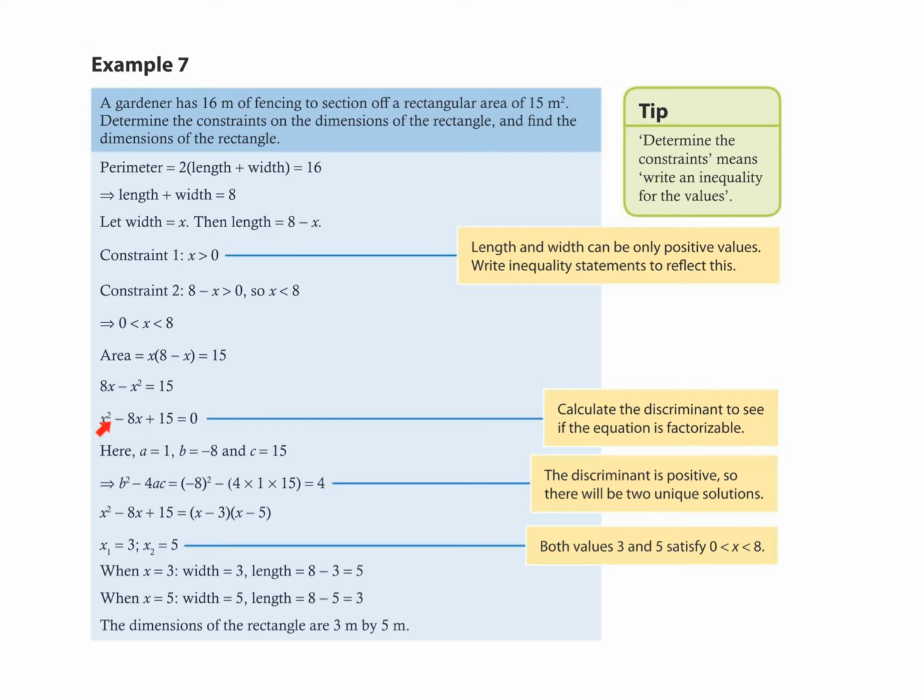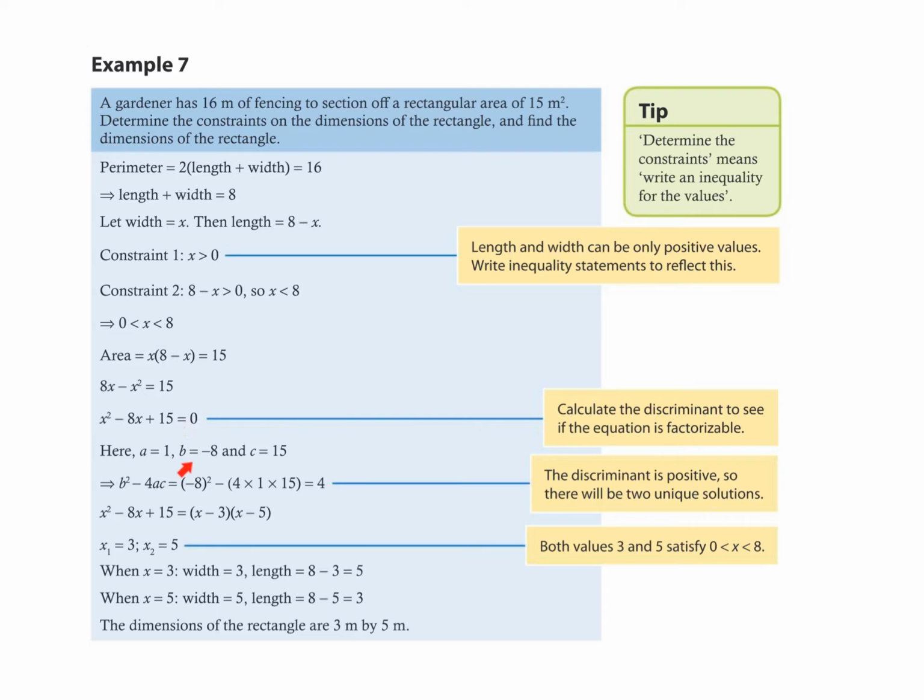We put that in the quadratic form of ax squared plus bx plus c. And here a is 1, b is minus 8, and c is 15. Now calculate the discriminant to see if the equation is factorizable. Okay, we can just use the discriminant, or you could just look at it and see if you could factorize it. Okay, you could do that too.